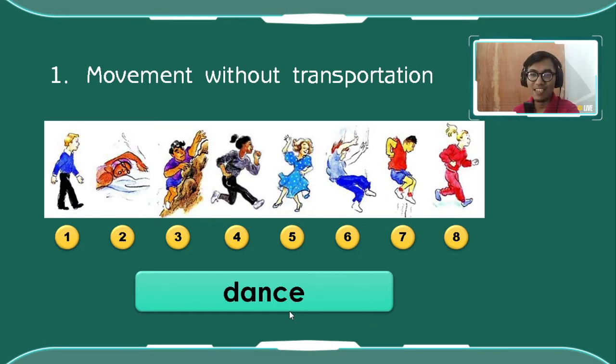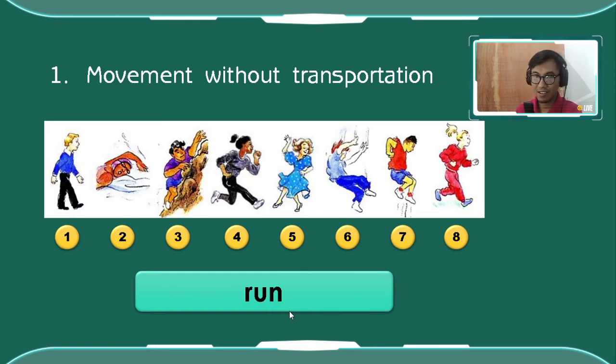Next verb we have dance. Which one is dance? Number 5 is dance. Okay, next, walk. Which one is walk? Number 1, yes. And the next one is swim. It's very easy. Swim is number 2.